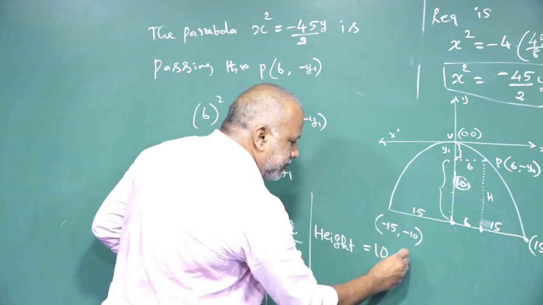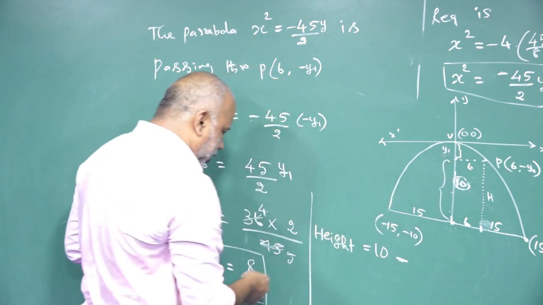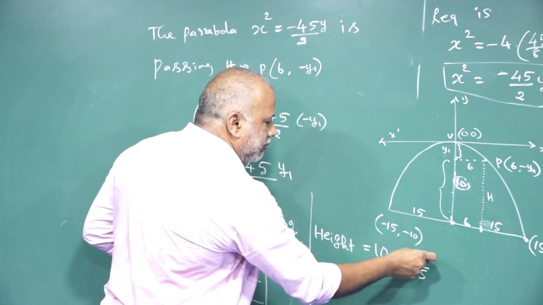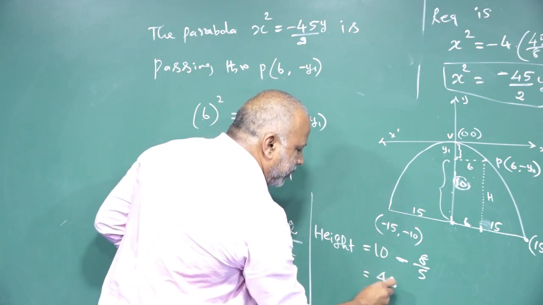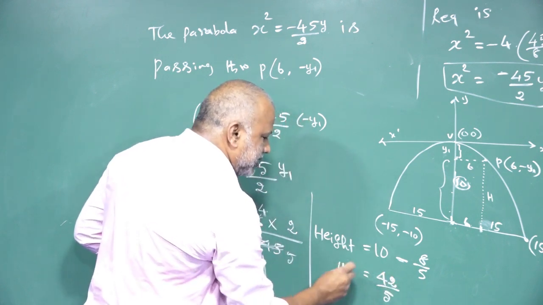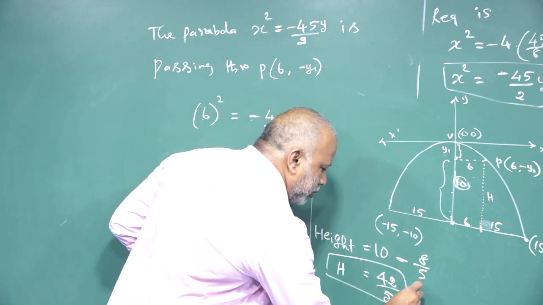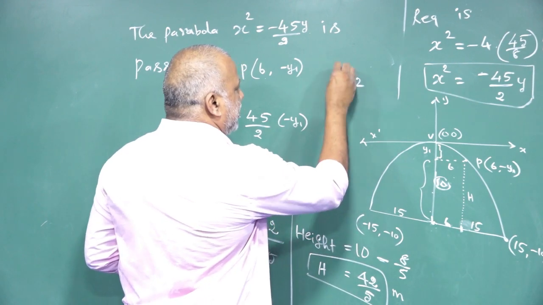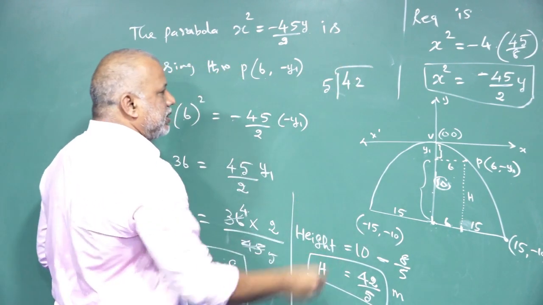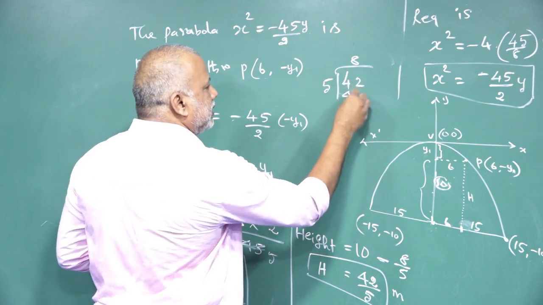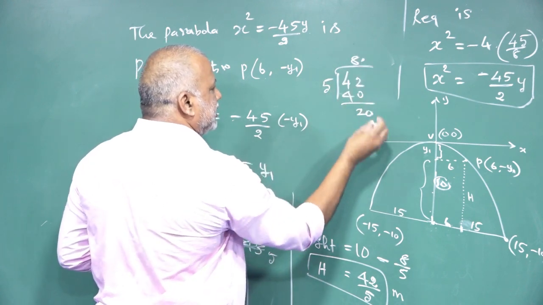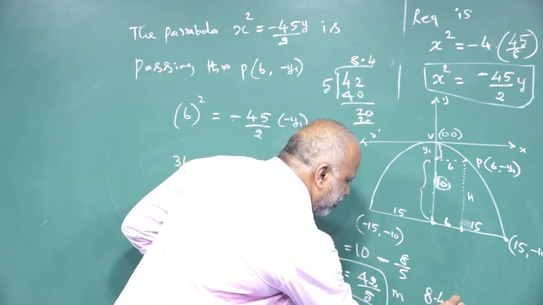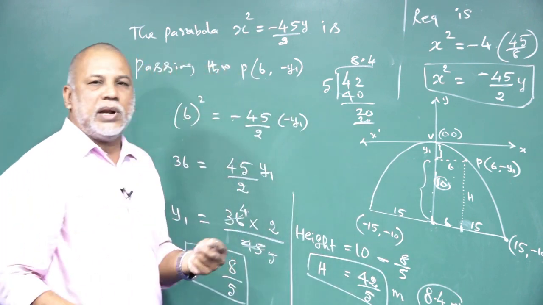Given data is 10 minus the value of y1. The value of y1 is 8 by 5. Now take LCM: 50 minus 8. Therefore, 42 by 5. This is the height of the bridge, 42 by 5 meters. Or you can simplify 42 divided by 5. 8 5s are 40, remainder 2, so that means 20, and 20 means 4 5s. So we can get 8.4 meter. You can write like this also.